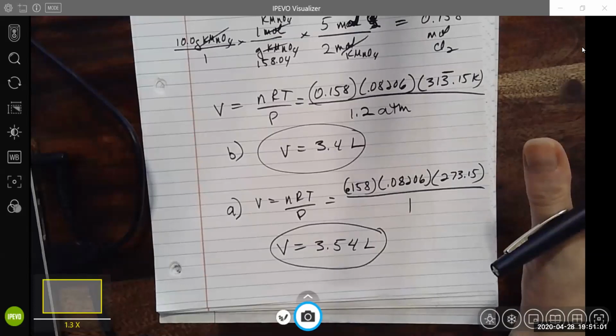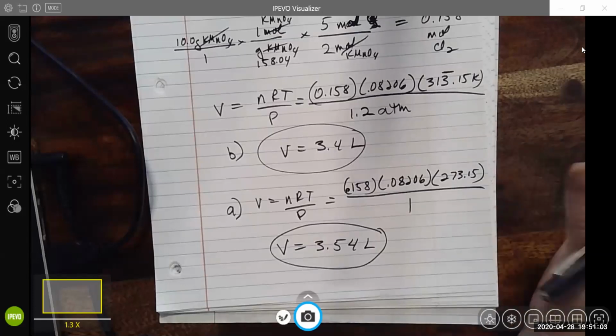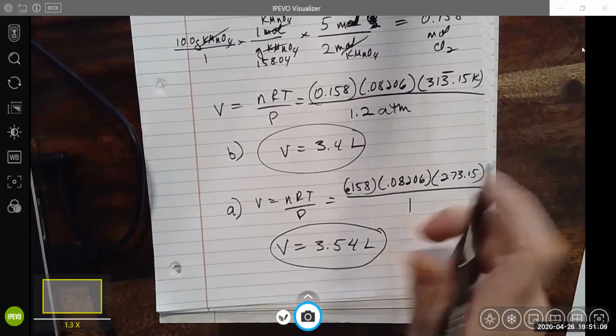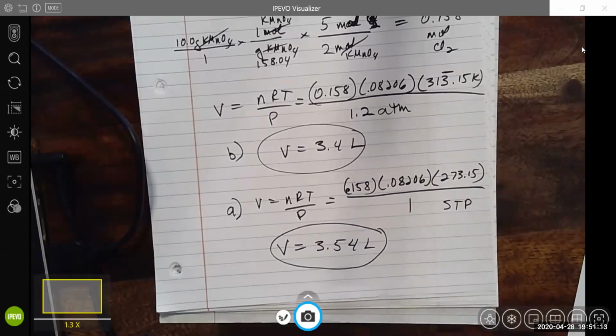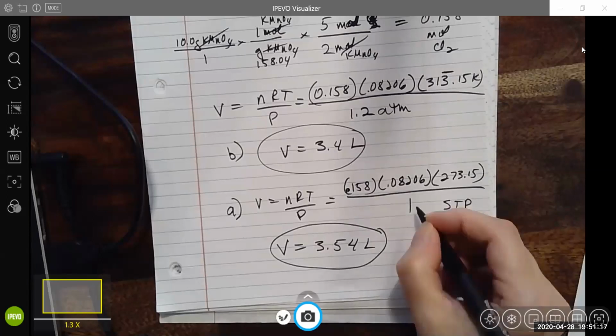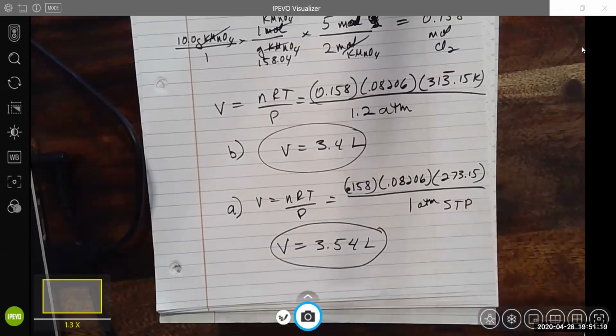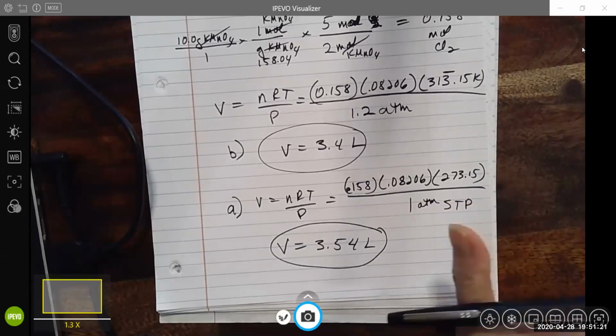When they give you a pressure in the problem, you have to assume it's a measured quantity, so it has sig figs with it. Over here, they just said STP, and STP is an idealized reference state. So we really don't have sig figs attached to it. In other words, this is 1 atmosphere, but you can assume it's exactly 1 atmosphere, okay?